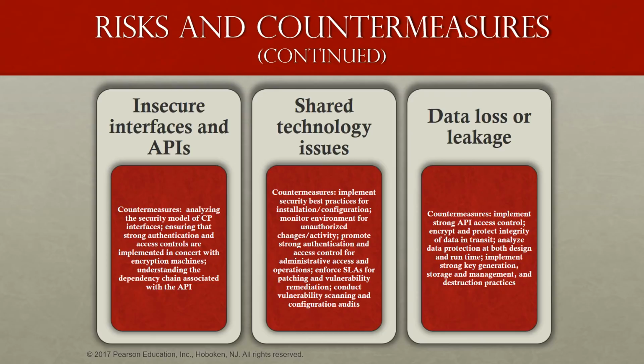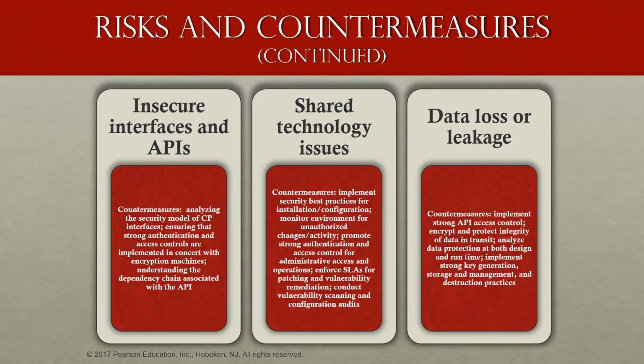Countermeasures include: 1. Analyzing the security model of CP interfaces. 2. Ensuring that strong authentication and access controls are implemented in concert with encrypted transmission. And 3. Understanding the dependency chain associated with the API.